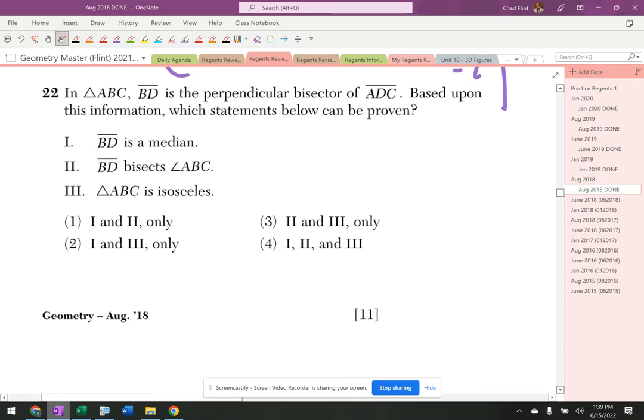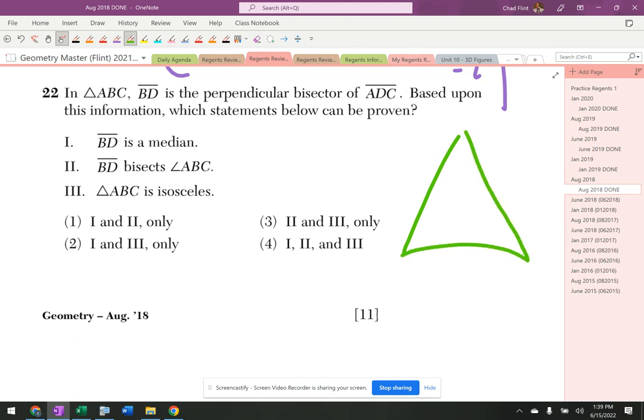The ugliest questions you could have are these ones, all right? So it says in triangle ABC, BD is the perpendicular bisector. So let's go ABC, BD. Now, it really doesn't matter how you draw it. I think it's a little easier if you draw it like that. BD is the perpendicular bisector of ADC. So it does that.